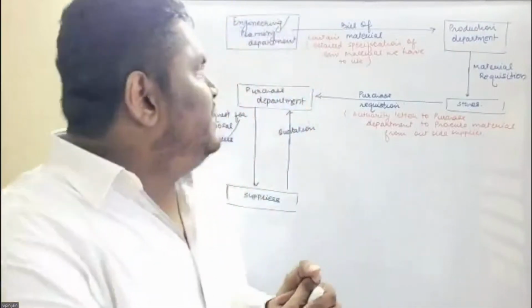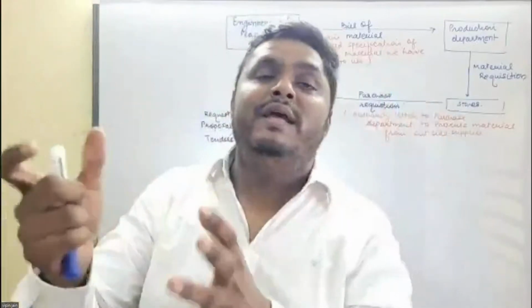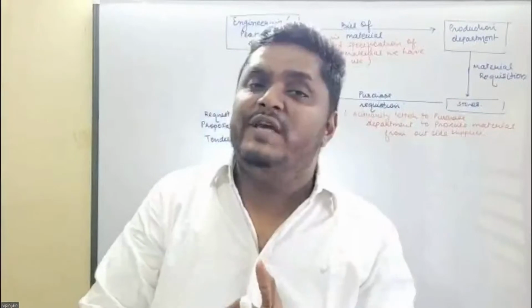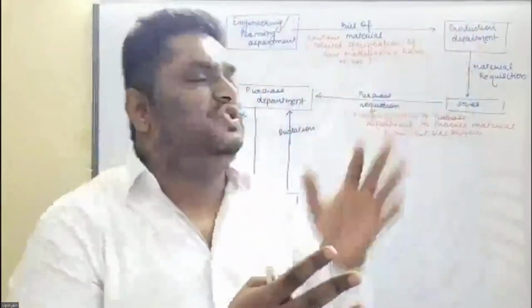So guys, let's proceed further. As I discussed, the entire process starts from the engineering department. They figure out what all specification of raw material we have to use, and they write bill of material to the production department.